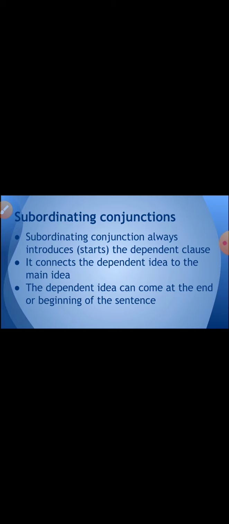As I told you, subordinating conjunction joins the subordinate clause to the main clause. तो ये जो subordinate clause होता है which is the dependent idea, it connects it to the main idea जो main clause होता है, जो principal clause होता है. The dependent idea can come at the end or beginning of the sentence. जब हम subordinating conjunctions use करते हैं, which we use obviously to start a dependent clause, that dependent clause can come either at the end of the sentence or at the beginning of the sentence. There's no hard and fast rule that it has to come either at the beginning or in the end. No, at times it can come at the beginning or at times at the end of the sentence.